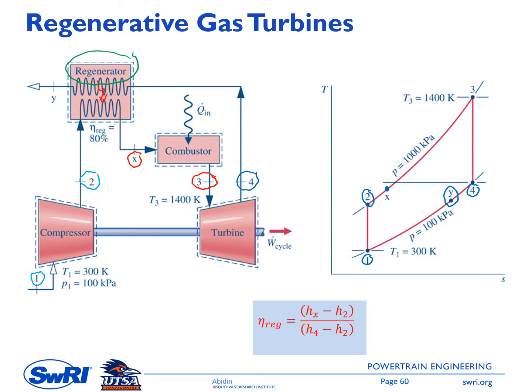So with this regenerative type setup, once again, we will have the same net power, because the condition inside the turbine and inside the compressor do not change, while the Q in decreases, because Q in is required to heat up the mixture from state X to state 3, and thus the efficiency of the system increases.